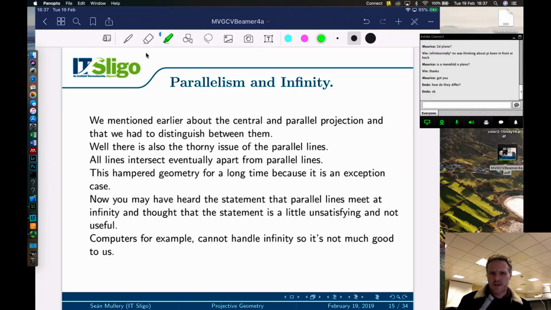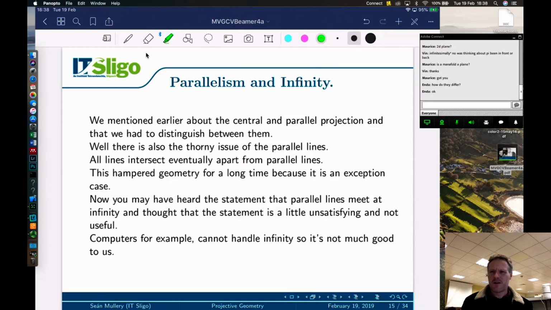All lines intersect eventually apart from parallel lines. This hampered geometry for a long time because it's an exception case, and mathematicians really hate these exception cases because it doesn't unify everything together. Okay, and parallel lines were a problem. So now you may have heard the statement that parallel lines meet at infinity.